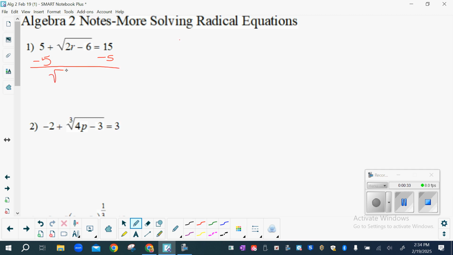So we get the square root of 2r minus 6 is 10. And then what do we do next? To undo that square root. That's what undoes that square root. So we square both sides. The square and the square root undo each other, and we get 2r minus 6.